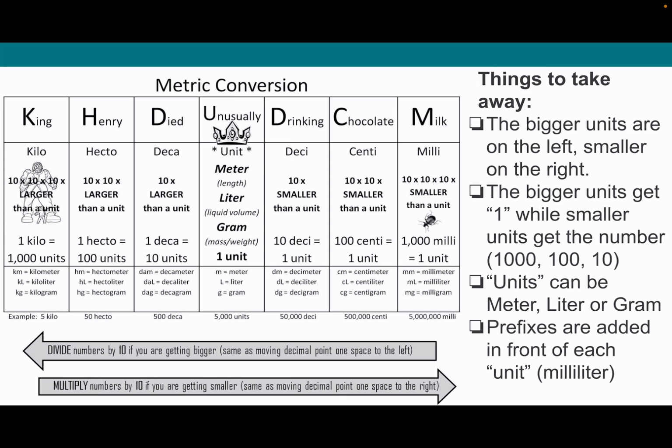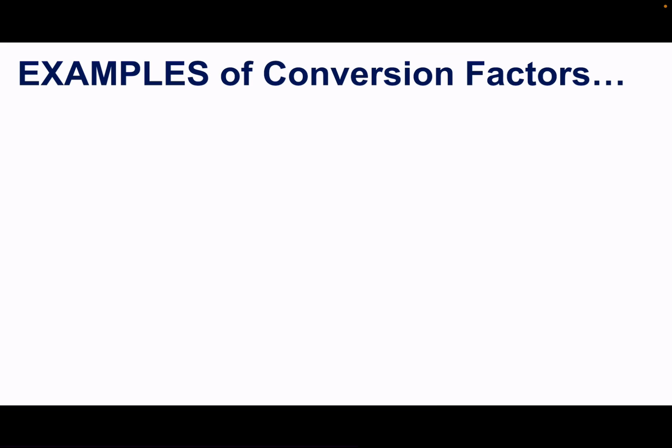Okay, so if you went from king to milk, that's a difference of 6 jumps, and that is 1 million, 10 to the 6th. Okay, 6 zeros. So 1 million millimeters in a kilometer. So let's go ahead and jump into our conversions.